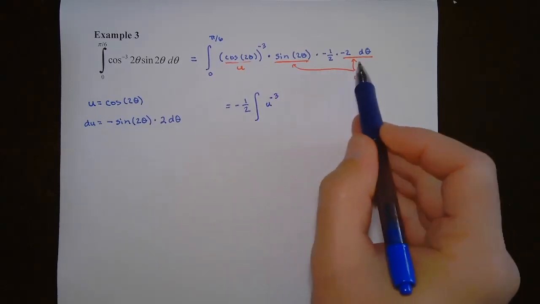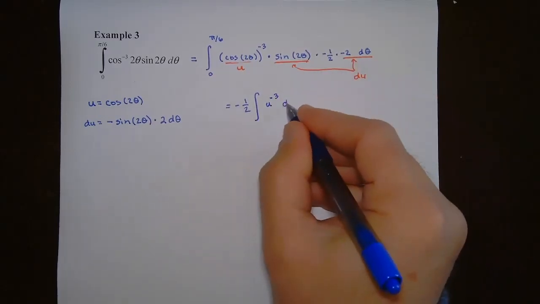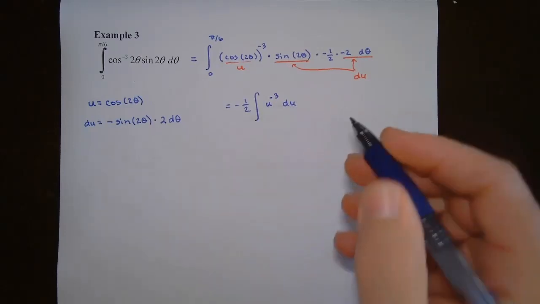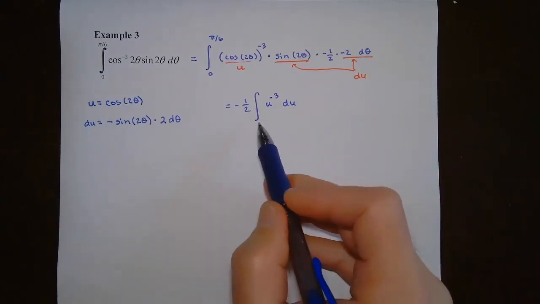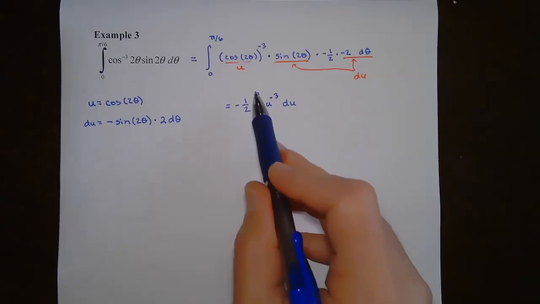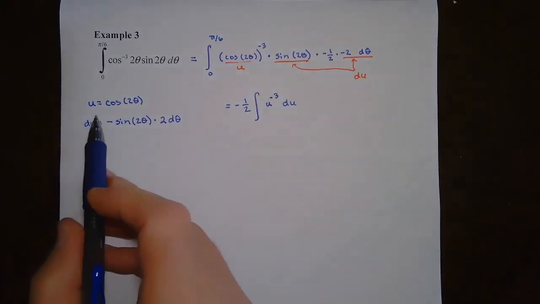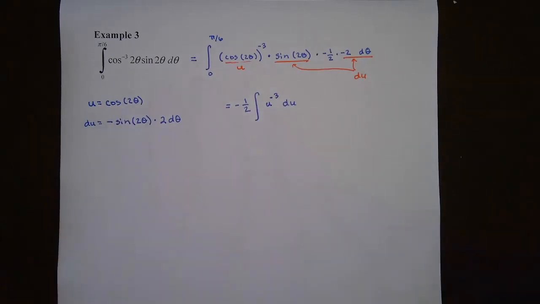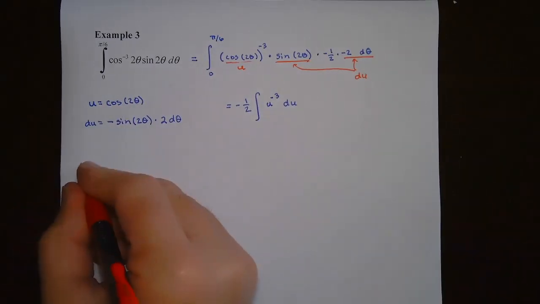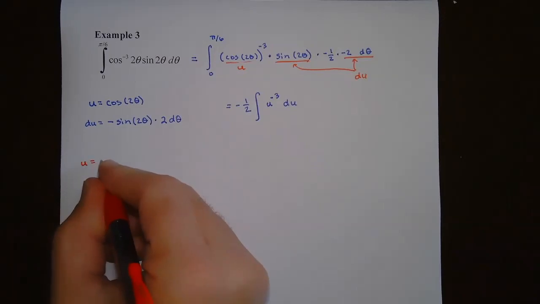Okay, and then the rest of this is going to be my du. Okay, so now we got to integrate, or not integrate this. We got to find the lower value and the upper value. Okay, so we know that u is cosine of 2 theta. So u is equal to cosine of 2 theta.